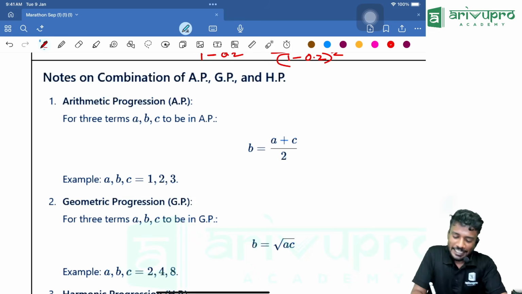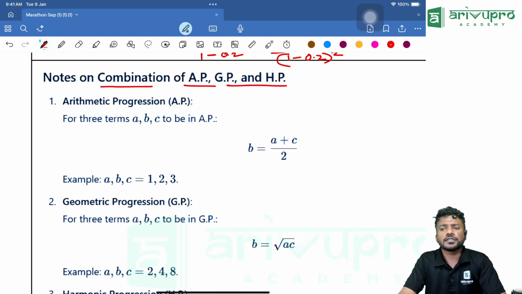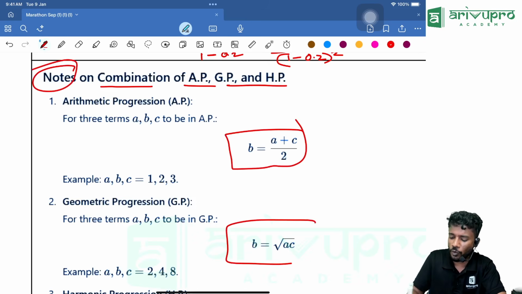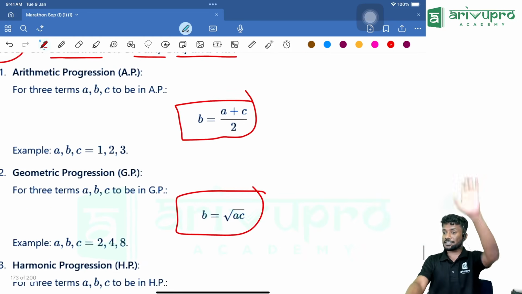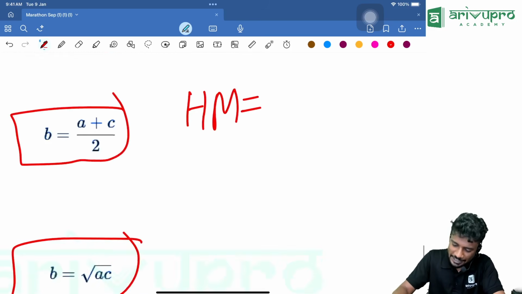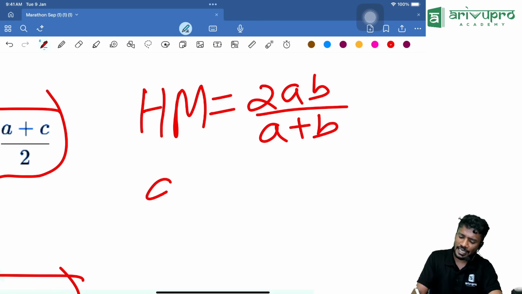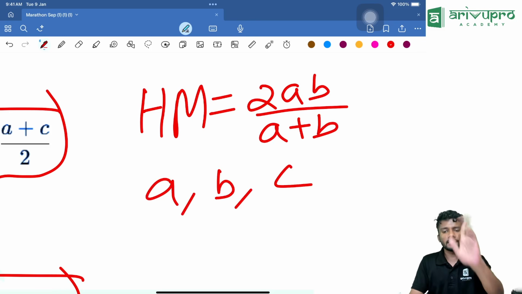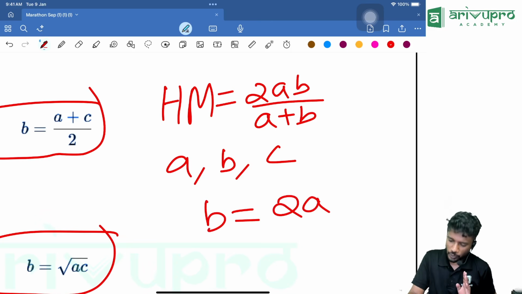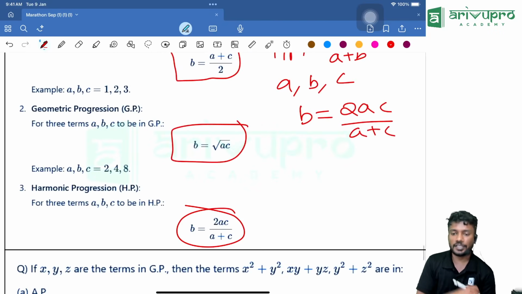Now, notes on combination of AP, GP and HP. Why is it called notes? Because you just need to know the formulas. Have you studied formulas based on this? Yes, we have studied. What is the formula for HM or HP? For HM we use 2AB divided by A plus B. But here we will say A, B, C are in harmonic progression, so that B is equal to what? 2AC divided by A plus C. This is the way we are using it over here.